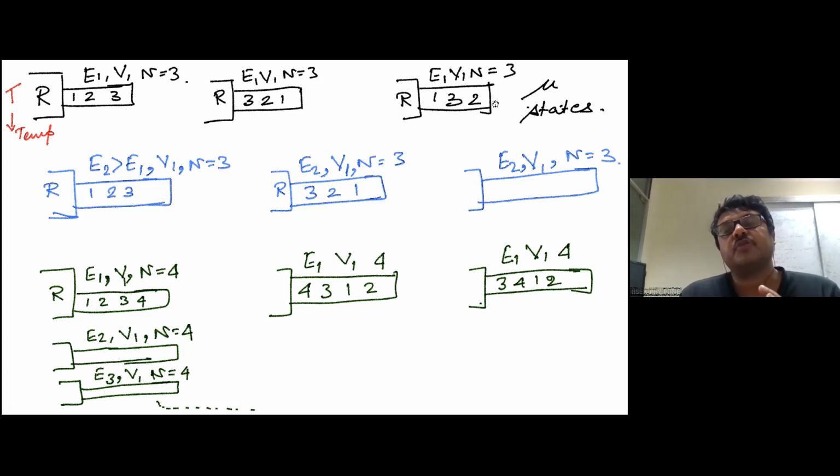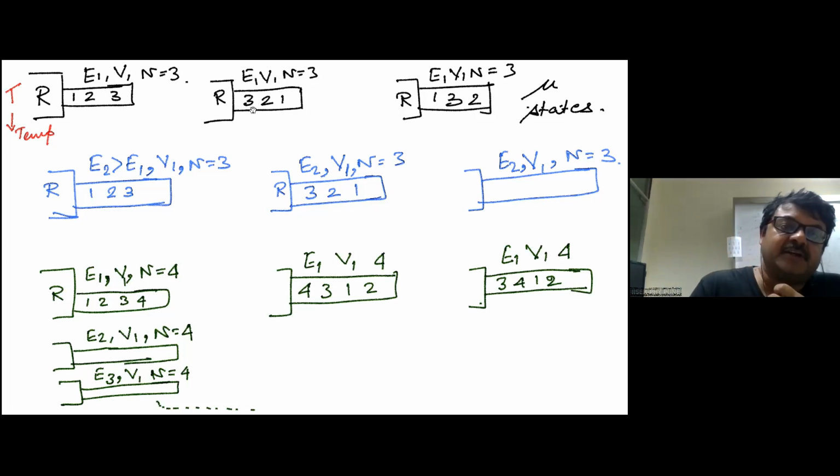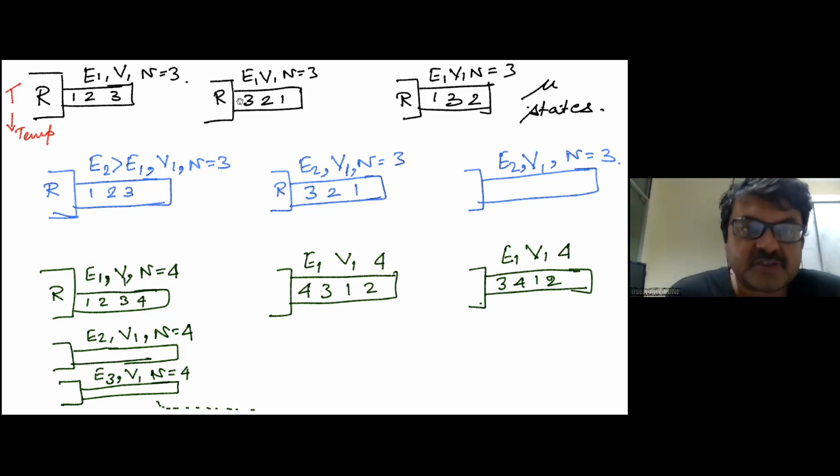And all these correspond to a set of microstates where the energy of the system is E1, volume is V1, and the number of particles, say just as a representative thing, is 3. But of course, this 3 actually represents 6N degrees of freedom. Yeah, so a microstate is defined by 6N degrees of freedom, right? So these are the various microstates that are possible.